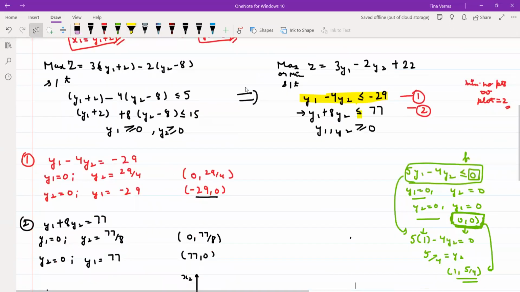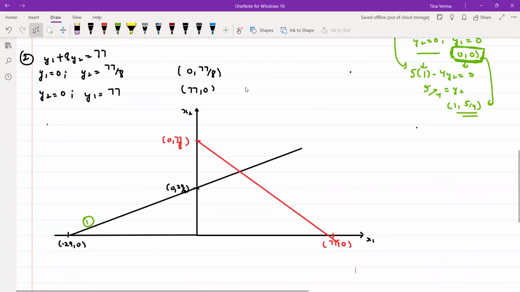Next, let's come to why we have the less than or equal to sign here. What is it indicating? Now it is a line. This is the line of the first constraint and this is the line of my second constraint. Now you can see that this line divides the plane into portions. That line can either go upward or go downward. So how should we decide whether the line is going upward or downward? We can decide from the constraint which we have been given, y1 minus 4y2 less than or equal to minus 29.